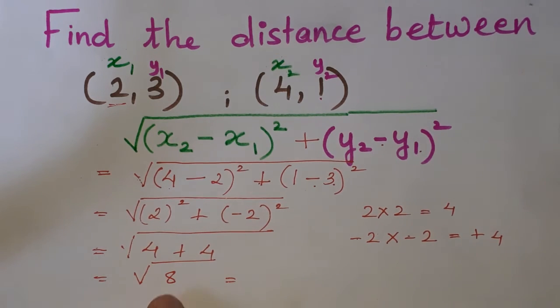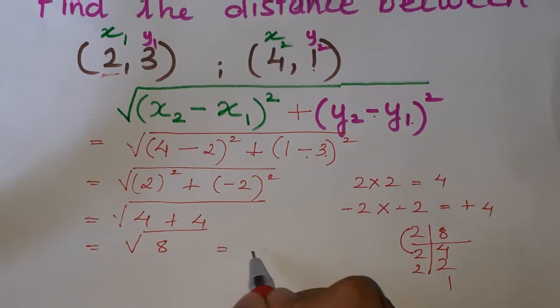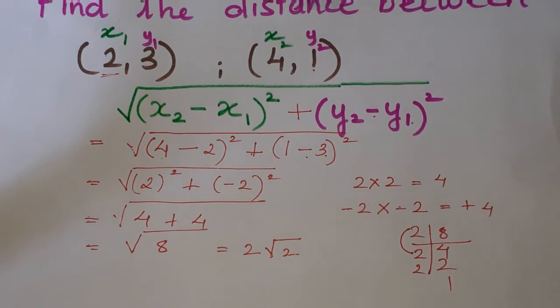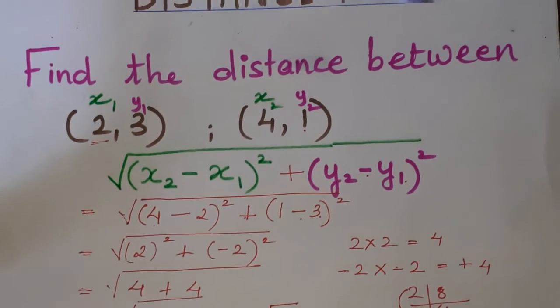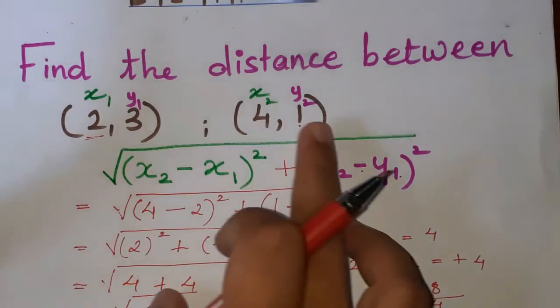And 8 is the square of which number? We know 2 2s are 4. So if I do it like this, 2 4s are 8, 2 2s are 4, 2 1s are 2. So how many 2s are we getting? 3. So I can write it as 2, and one 2 will go in the root. And this is our final answer: 2 root 2 is the distance between these two points.